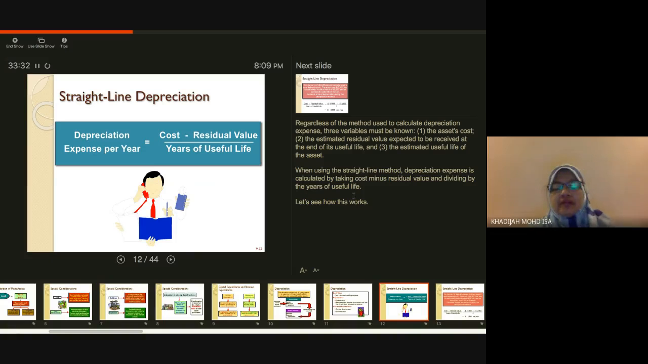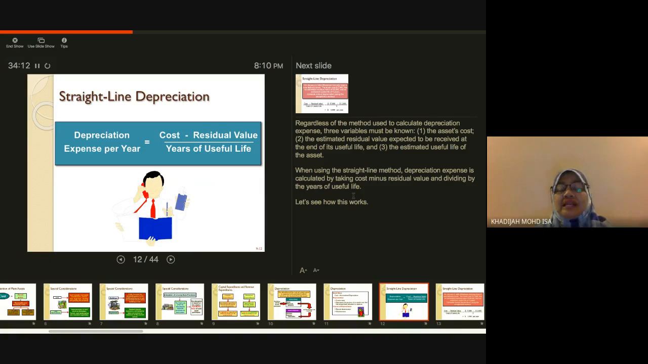So for example, when you purchase a machine of 100,000 ringgit, and it's going to be depreciated over a 10 year period, and after 10 years the residual value is zero, you have 100,000 minus zero. It means that at the end of the 10 years, there's no market value. There's no residual value for the asset. If you were to sell the asset at the end of the 10 years, the value is zero. Nobody wants to buy that. So that's what we call residual value.